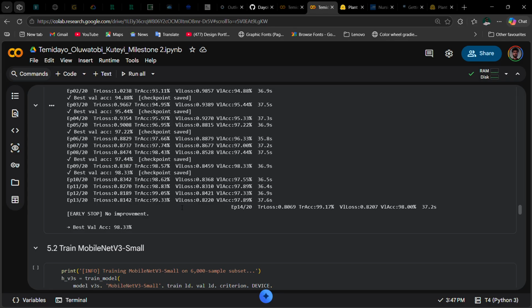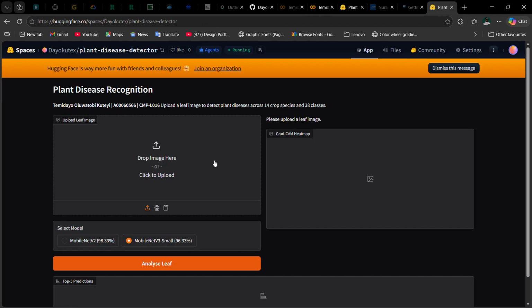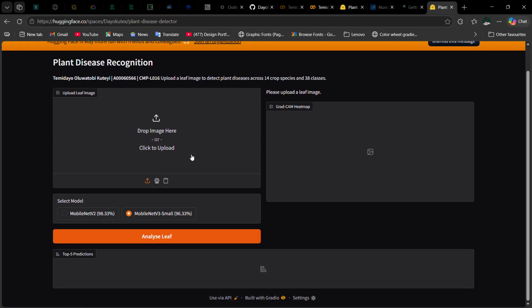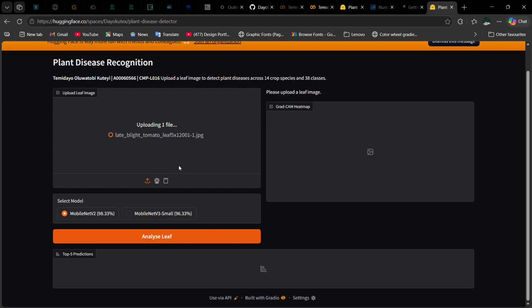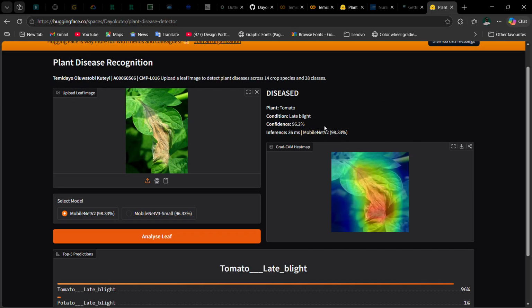And now I'll be showing you the GradCam where we can test the images. Now I'll try to upload the leaf image. Let me try this. Now this shows the plant as tomato. Condition is late blight. The confidence is 96.2.